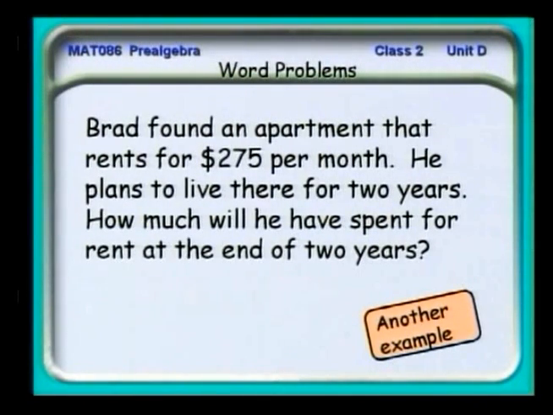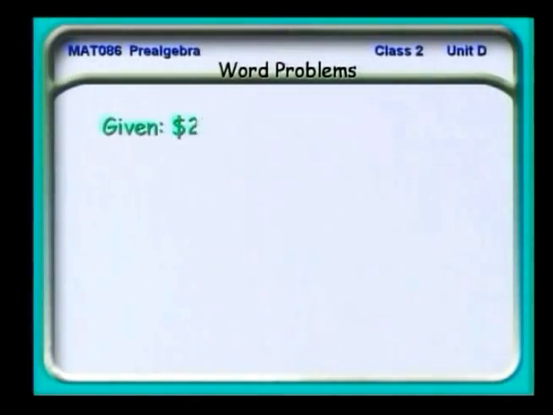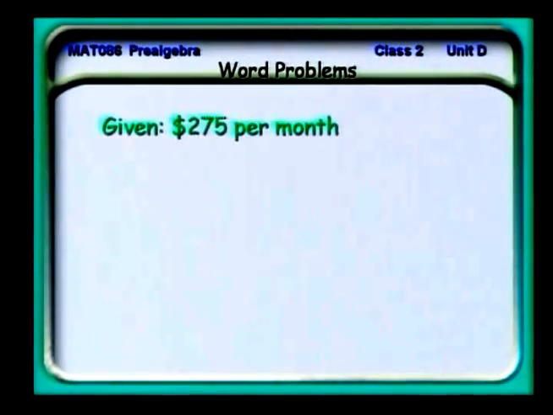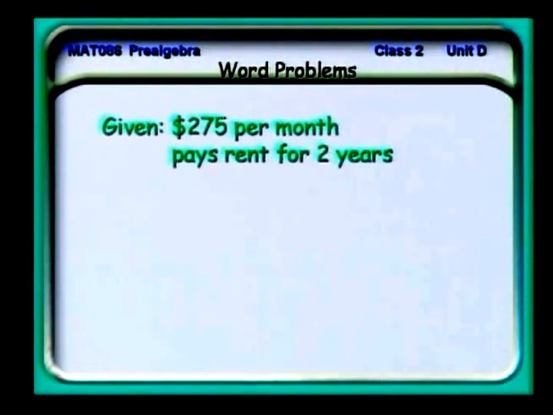So let's look carefully for the information given there. He spends $275 a month on an apartment, and he plans to live there 2 years. How much will he have to spend at the end of 2 years? Let's gather the information and summarize it. We're given $275 a month, pretty cheap rent. He pays the rent for 2 years.